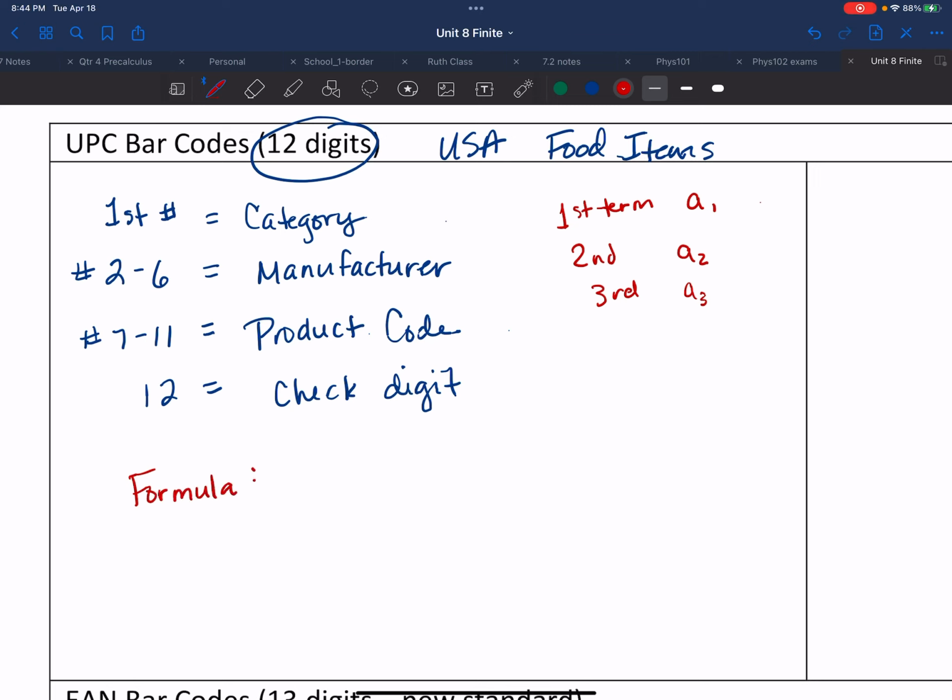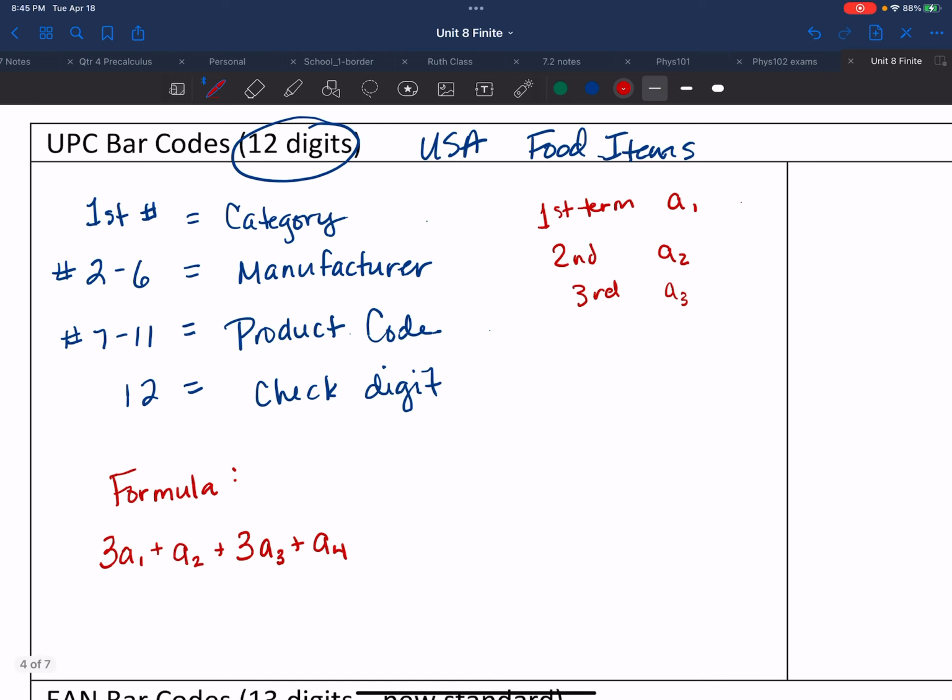So on our formula, we're going to start with 3A1, meaning that we're going to multiply 3 by whatever that first number is. And then we're going to add it to A2. Then we're going to add that to 3A3. Going to add that to A4. So do you see a pattern starting to emerge with what we have? So with this, we're going to keep going through. I want you to go ahead and pause this and see if you can come up with the rest of the formula.